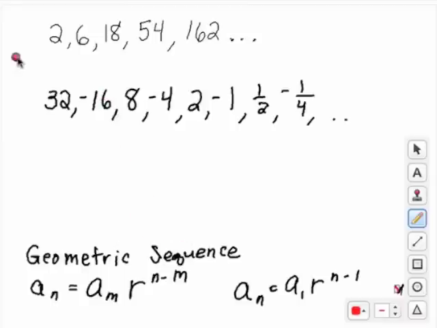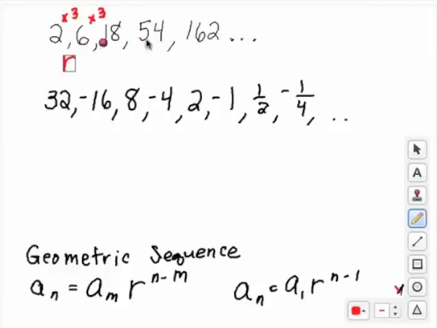So this set of numbers, if you notice, you can see here that I'm multiplying each number by 3 to get the next number in the pattern. Okay, so what we call 3, call this r, or the common ratio. So when you see r, it is the common ratio for a geometric sequence.